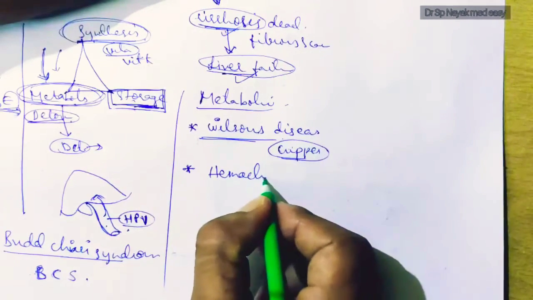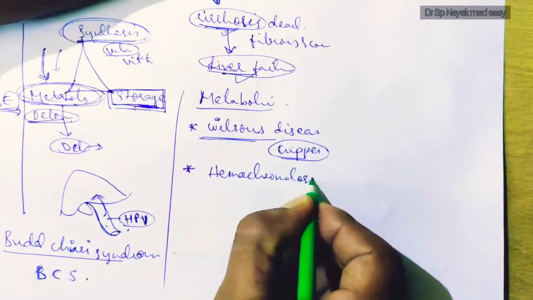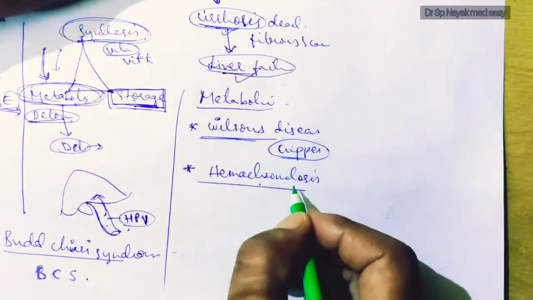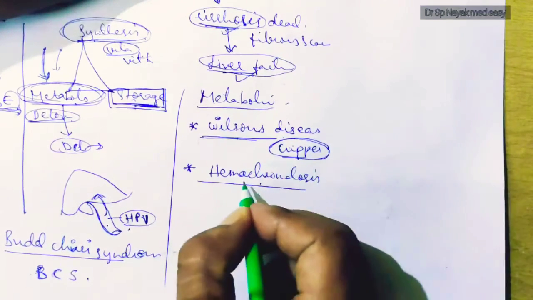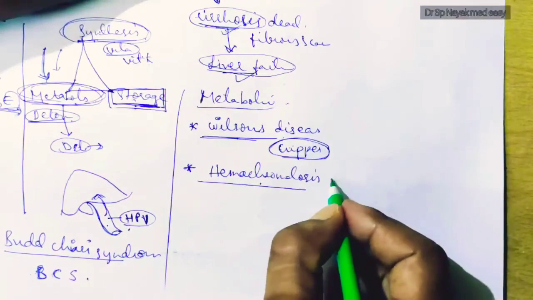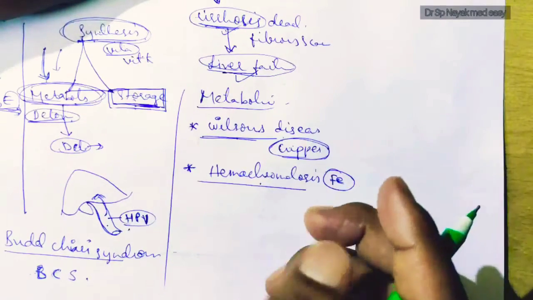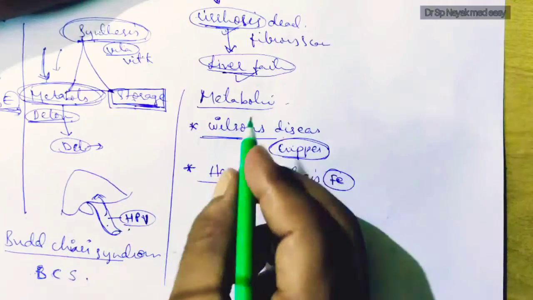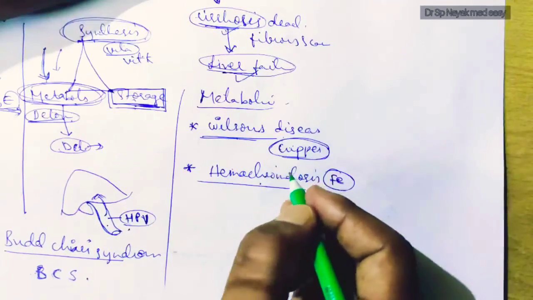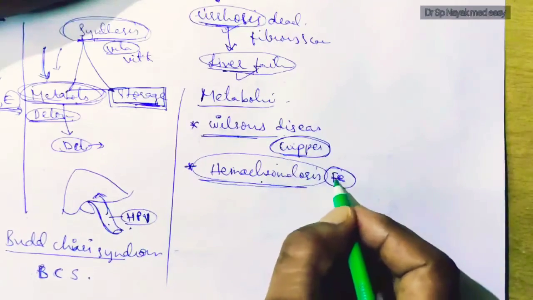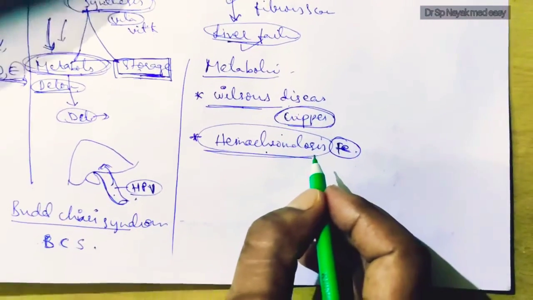hemochromatosis. Hemochromatosis is one cause, very similar to Wilson's disease. In Wilson's disease copper is accumulated, but in hemochromatosis iron is accumulated at an increased rate of absorption, and its accumulation occurs in the liver, the heart and many other organs, and that causes hepatitis. So hemochromatosis is another very important cause of hepatitis.